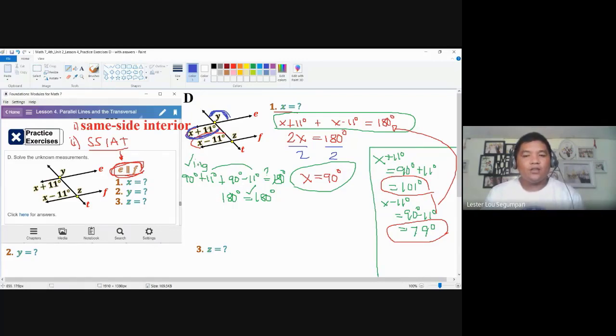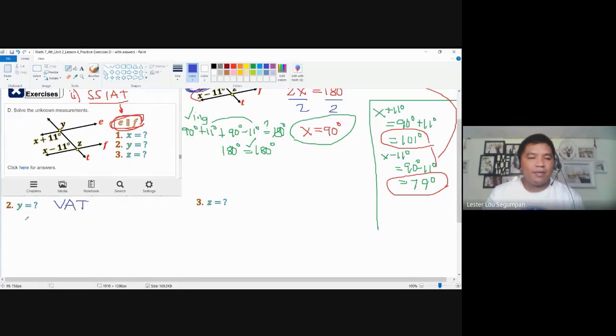As for these two angles, they are actually forming vertical angles. And by the vertical angle theorem, all vertical angles should be congruent, or have the same measurement. So if they have the same measurement, they are equal. We simply equate y, this one here, to the angle here, which is x plus 11 degrees.